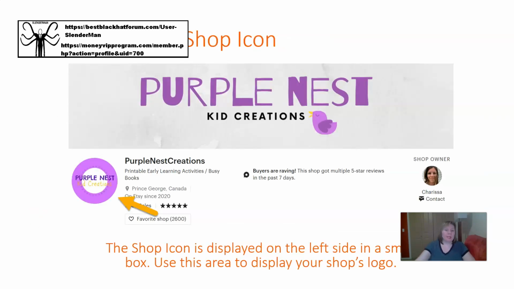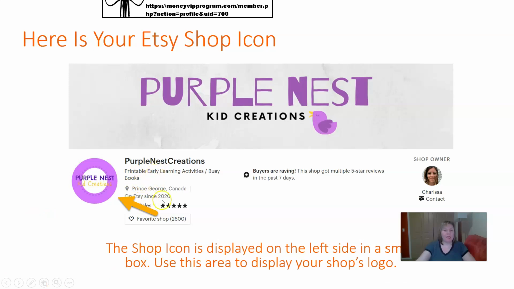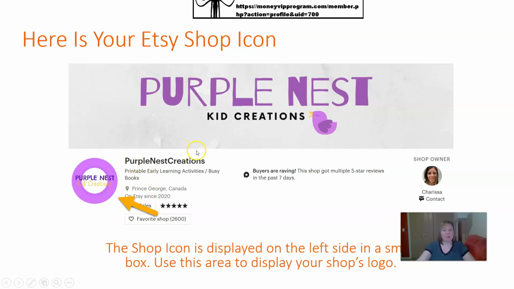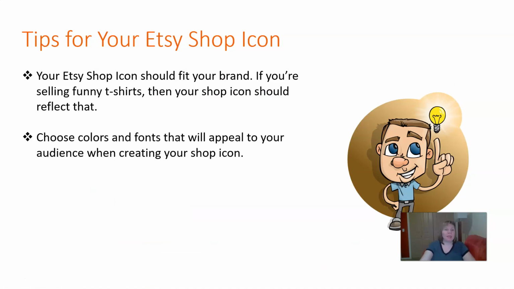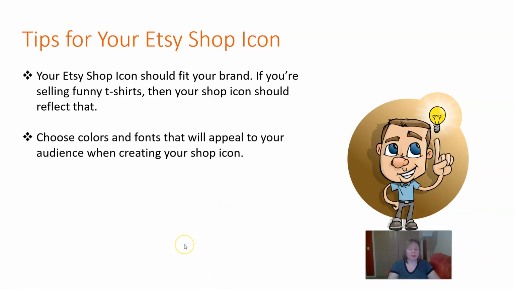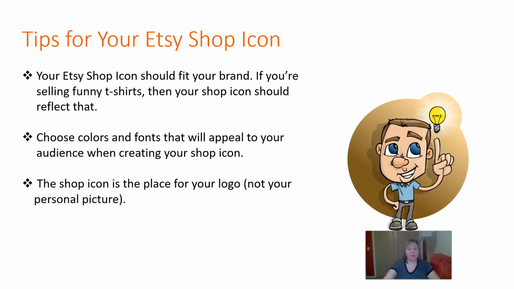So this is the shop title as we talked about here. We've got the name of the store, the shop title, and then here is the store icon. You would have your store's logo there, and that should fit your brand. So if you're selling funny shirts, your shop icon should reflect that. You want to choose fonts and colors that appeal to the audience. That's actually something you could probably do yourself, or you could get done on Fiverr. It doesn't have to be something that you have to put a lot of time and money into, but you do want to be keeping this type of thing in mind when you're putting together your shop.